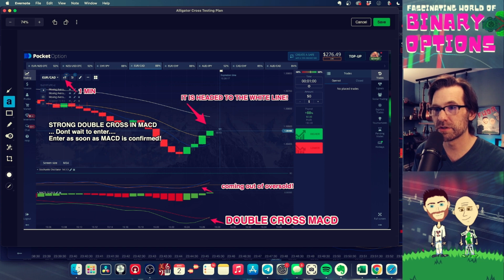And usually it's confirmed on the opening of a candle. As soon as it's confirmed, you've got to get in on the double cross on the MACD, because the MACD double cross gives you maybe a candle, maybe two candles up. You can't guarantee it's going to give you another one. So that's what it means. So, advice: do not wait to enter. Enter as soon as the MACD is confirmed, usually on the opening of a 1 minute candle.